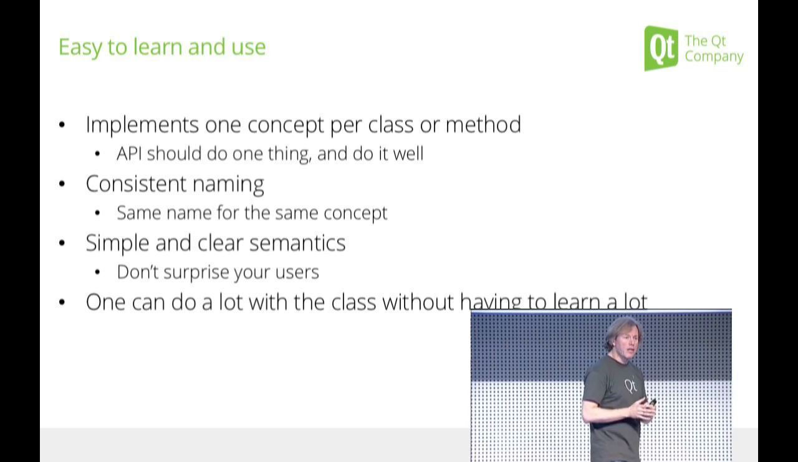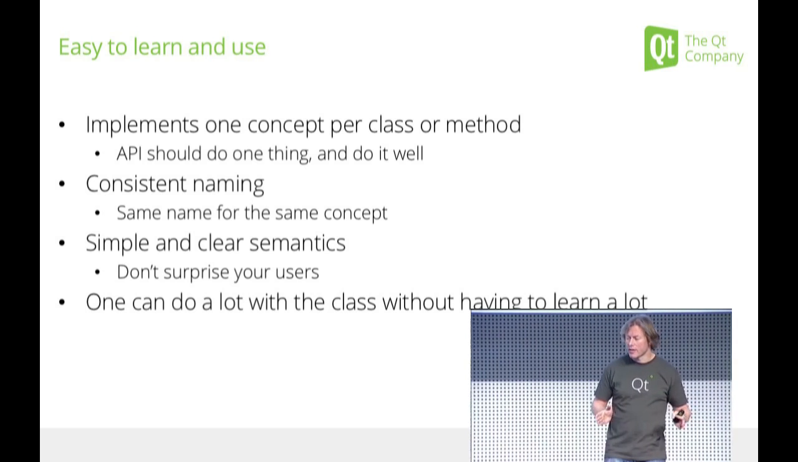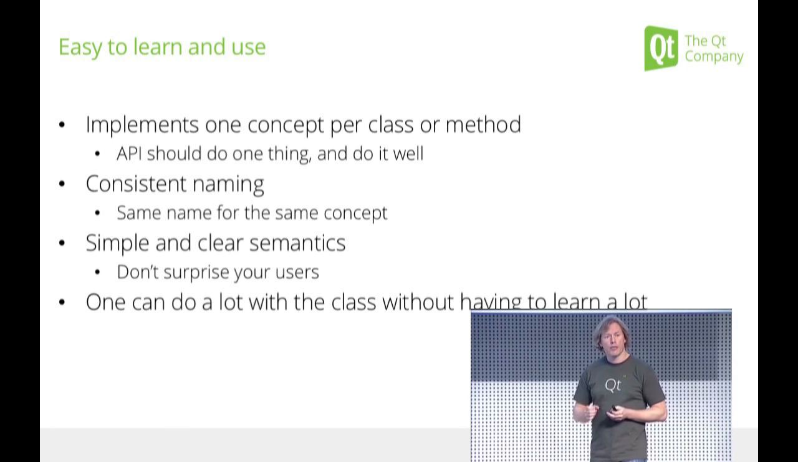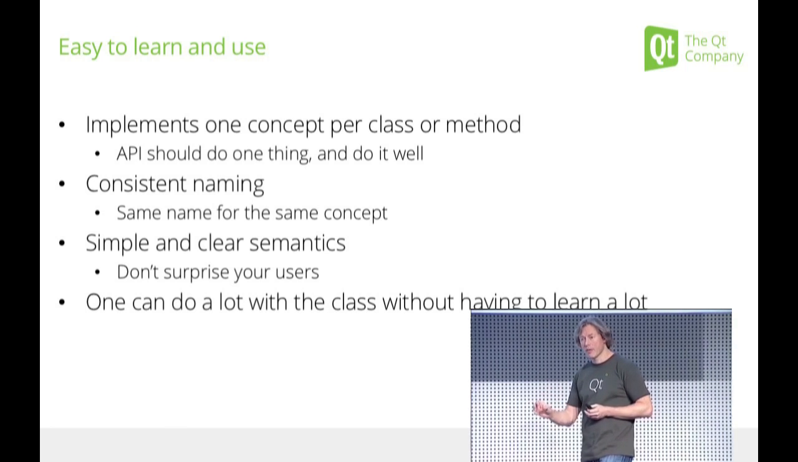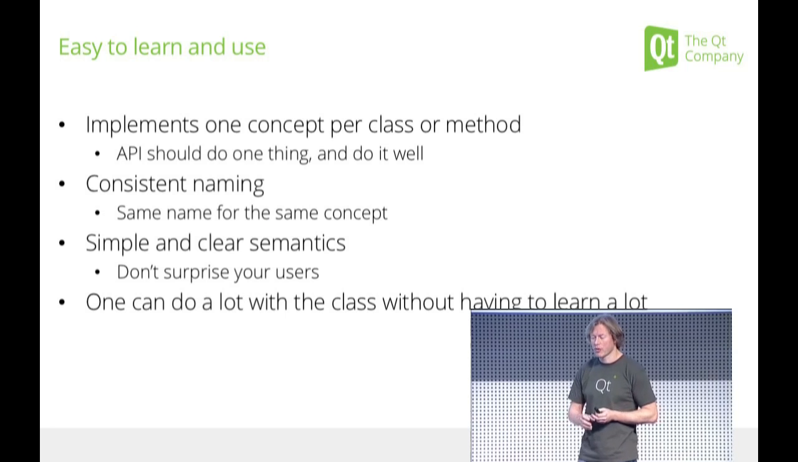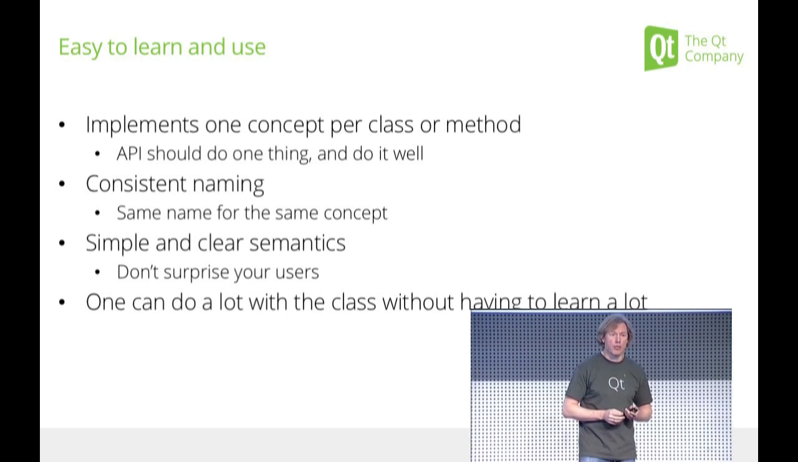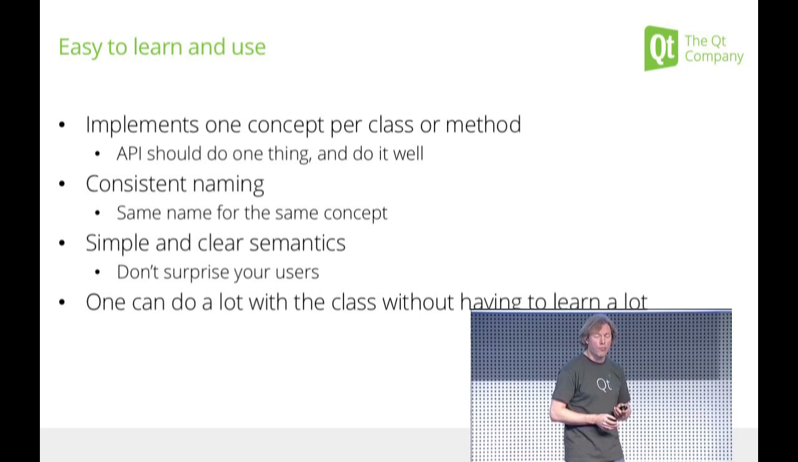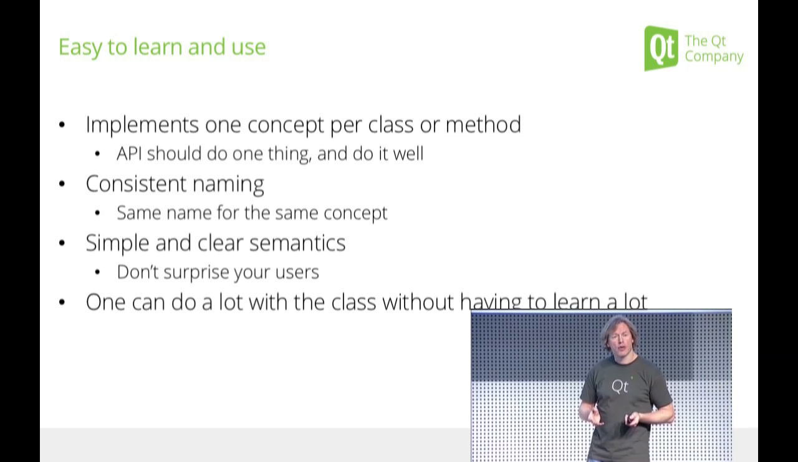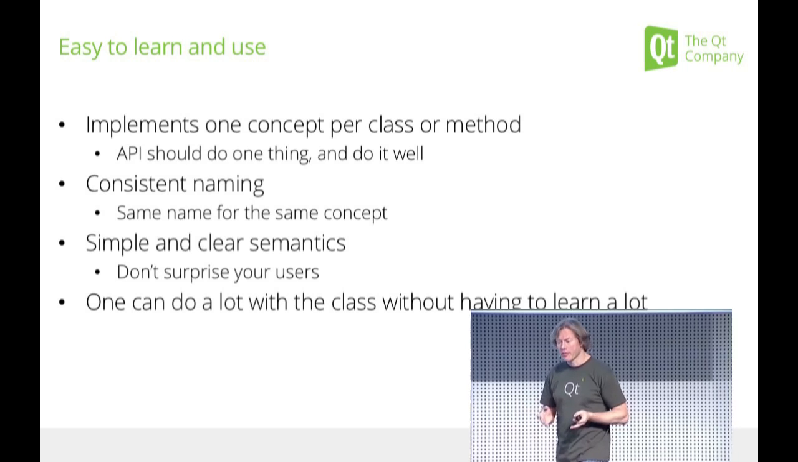The API as a totality has a consistent naming. If you have the same concept, use the same name. If the concepts are different, it's a different name. And you have simple and clear semantics where you don't surprise your users. That means also that, for example, you don't have any unexpected side effects when you call a method.